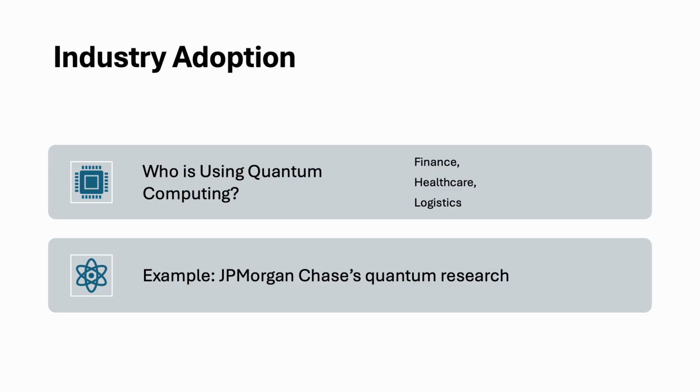An example is JP Morgan Chase's quantum research, which is working in the arena of finance and logistics and all associated areas where the transaction happens in terms of monetary transactions.